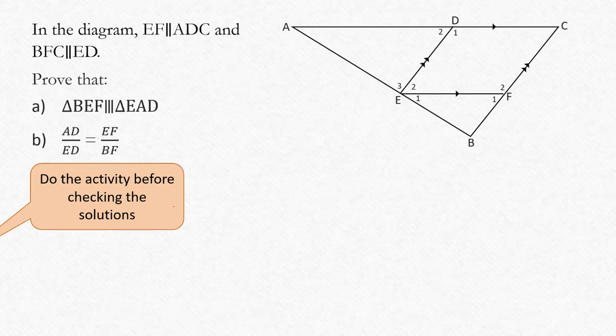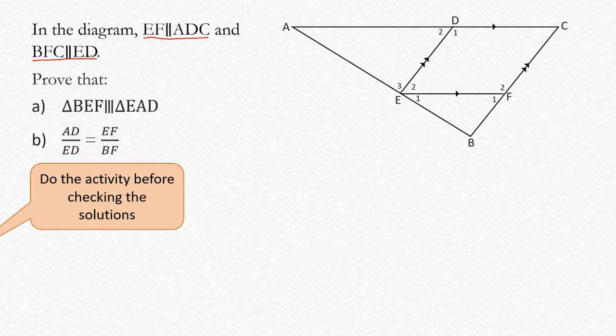Right, let's go through the question. In the diagram, EF is parallel to ADC, and BFC is parallel to ED. This information is very, very crucial. Prove that triangle BEF is similar to triangle EAD, and then thereafter prove that AD over ED is equal to EF over BF.